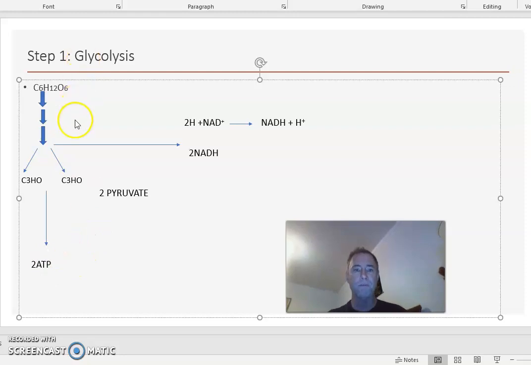So what are we getting from this? Well, we're breaking this down into our 2 3-carbon products, because 3 and 3 make 6. We got some ATP out of it. We got 4 out of it, but we had to pay back the 2 that caused it to work. All right, we got our pyruvate, which will be used for our next step.